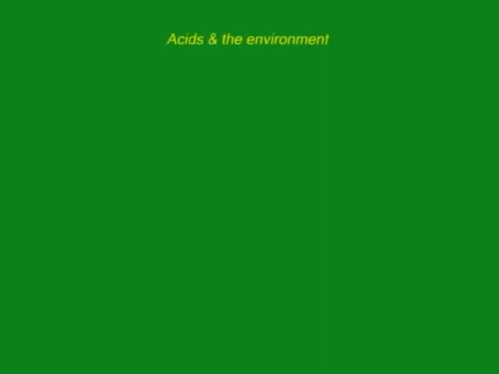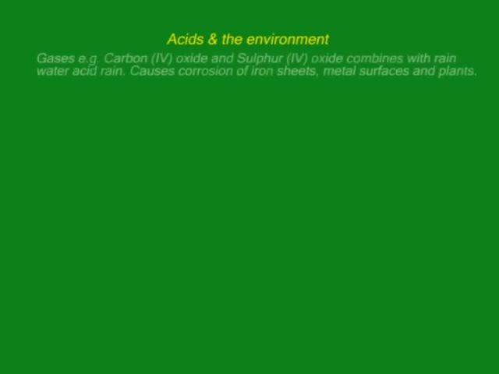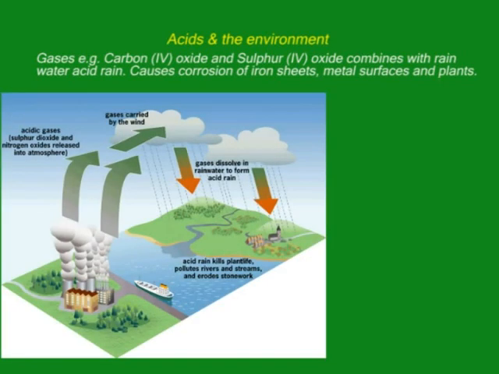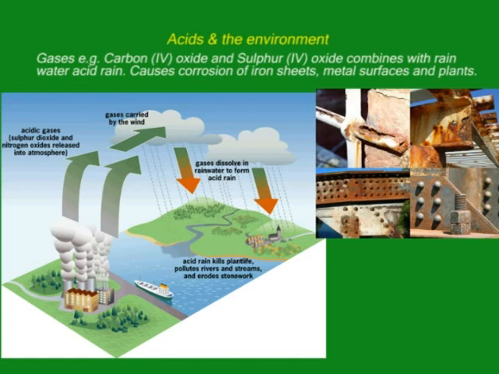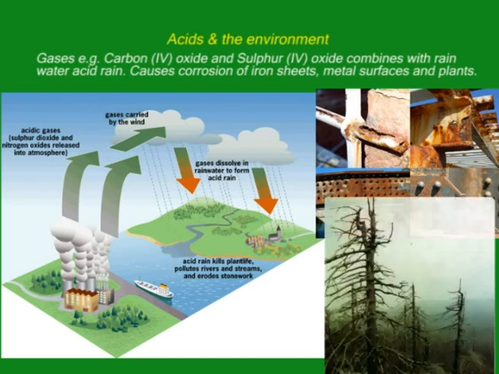Acids and the environment. When gases such as carbon 4 oxide and sulfur 4 oxide are emitted, they rise into the atmosphere and combine with rain to form what we call acid rain. Now the effects of this acid rain are seen in the corrosion of iron sheets, destruction of infrastructure, metal surfaces, and also plantations.